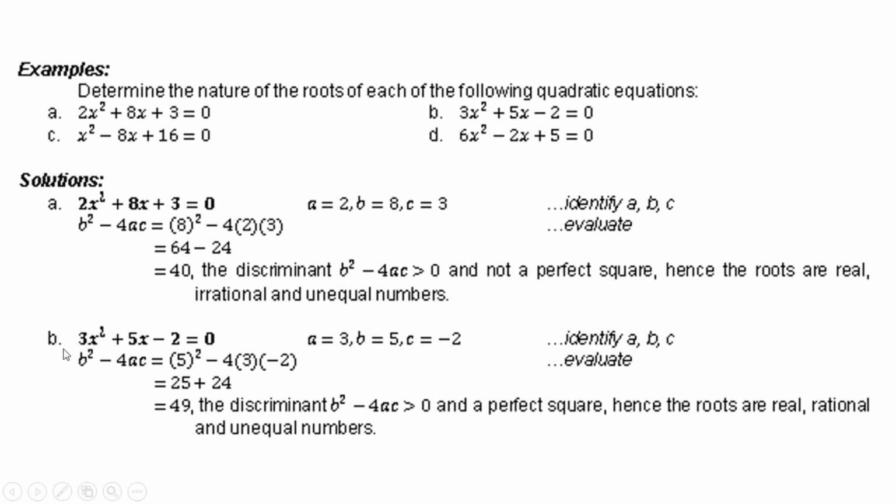For letters B, C, and D, solve in the same way. Looking at letter B, assuming you have already solved it, just check your LAS or learning activity sheets. The answer is 49, which is positive and at the same time a perfect square. So its roots are real, rational, and equal.